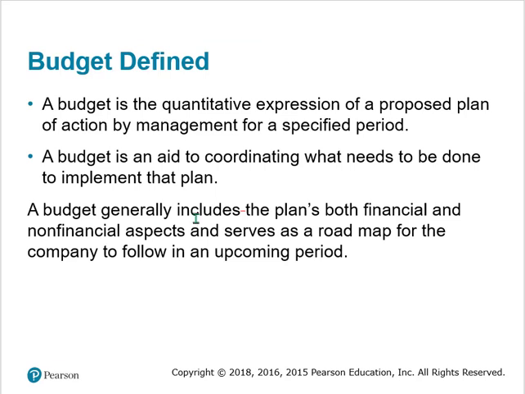Now, a budget is a quantitative expression of a proposed plan of action by management for a specified period. So management will have all kinds of other meetings with different people throughout the company about what their strategic plan is. What are their action plans? What do they plan to do next year? A lot of these meetings take place with marketing and production, with economists to figure out what's going to happen in the world. And then the budget is that decision. And it's an aid to coordinating what needs to be done to implement the plan.